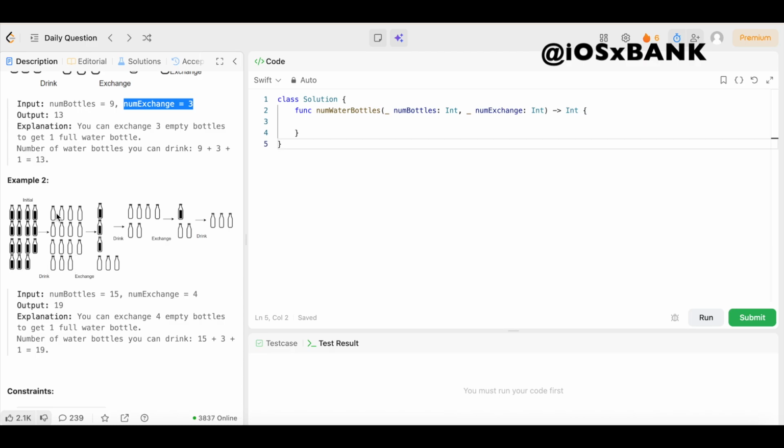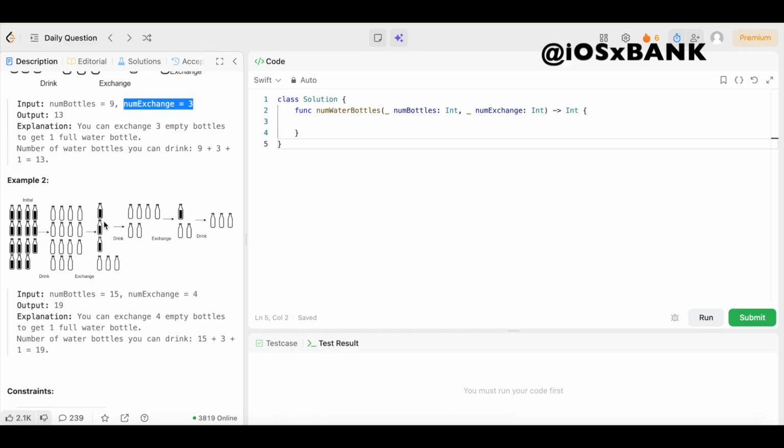We could trade these 4 in to get a full water bottle. We could trade these 4 in to get a full water bottle. We could trade these 4 in to get a full water bottle. But we can't trade these 3 in because we're still missing the last empty bottle to get a full water bottle, because remember, we need 4. So these 3 are just going to stay empty. We're going to drag them over here.